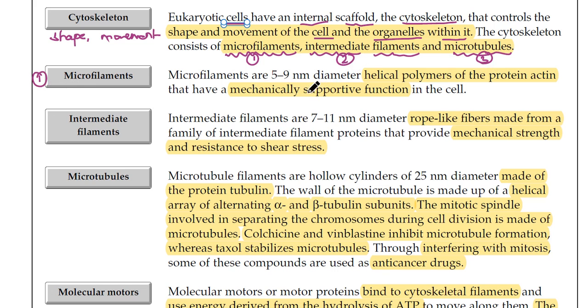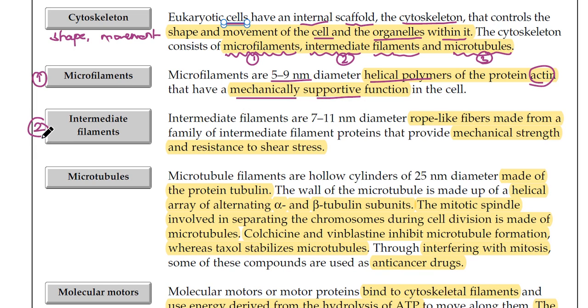These microfilaments are very small in size. They have a diameter of around 5 to 9 nanometers and they are helical polymers of the protein actin. They are formed by the polymerization of the protein actin, and actin has a role in mechanical support of the cell.